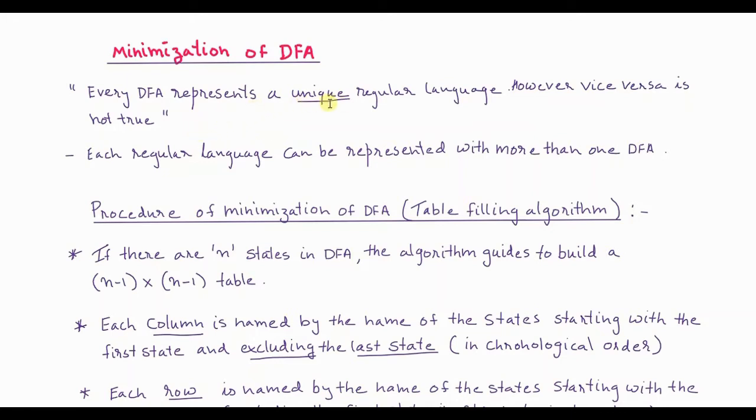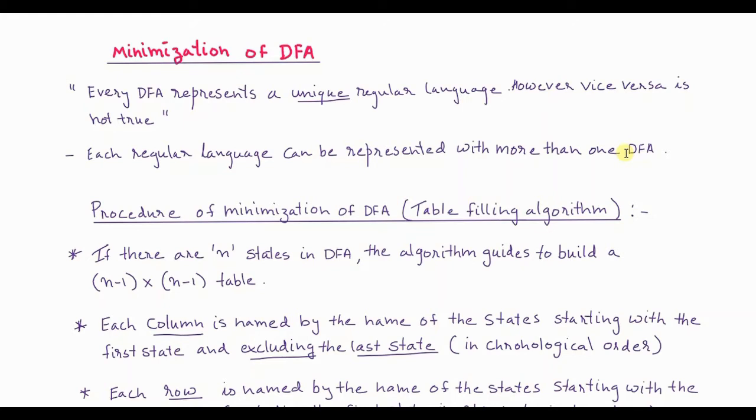So this you need to keep in mind: each regular language can be represented with more than one DFA. So when this happens, students may tend to draw DFAs in different ways. A particular student may draw a very complicated, complex DFA, and another student may draw a simple DFA.